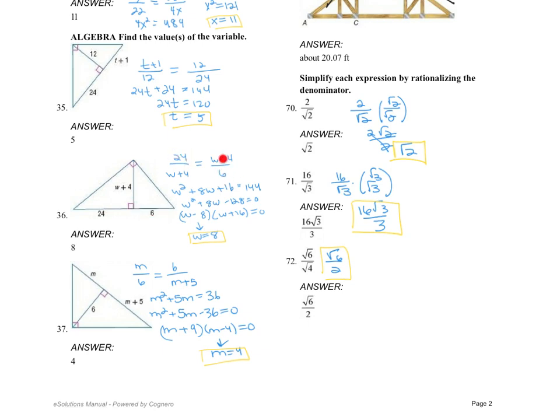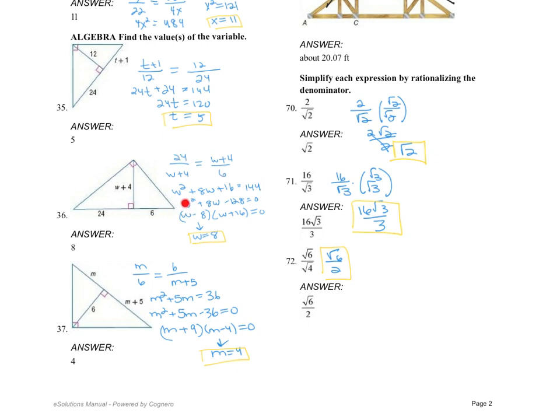Now when I cross multiply here, I have w plus 4 times w plus 4. So I'm going to have to FOIL that, and that's going to give me w squared plus 8w plus 16. If you need to go off to the side and write those steps down, you can. If not, you can do it in your head. And then 6 times 24, 144.